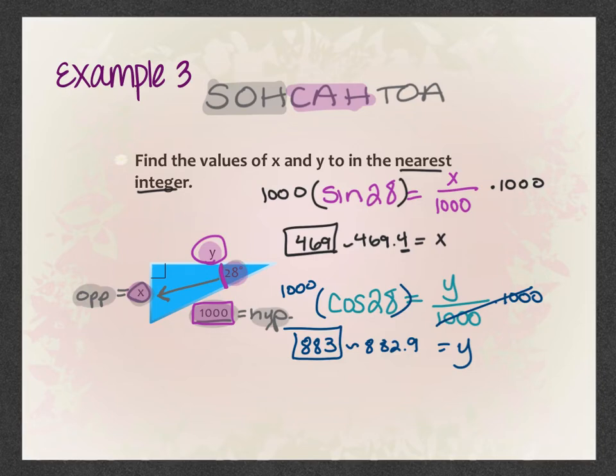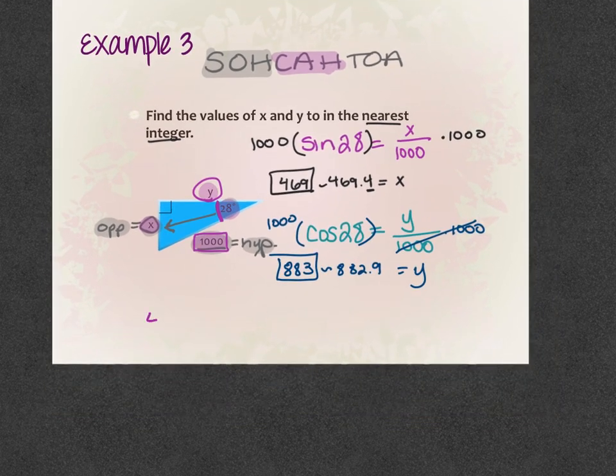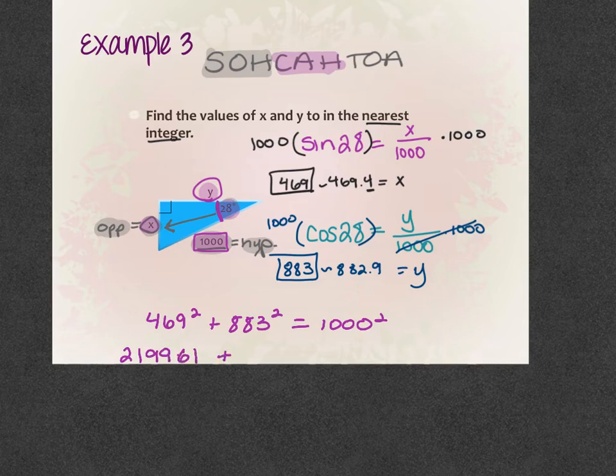So now, because I have a calculator, it'd be nice and quick to check this using the Pythagorean theorem. I can say that 469 squared plus 883 squared should equal 1,000 squared. Now, probably not exactly because we've rounded these, but it should be kind of close. So this is 219,961 plus 779,689, and that would equal 1,000 squared, which is 6 zeros, or 1,000,000.